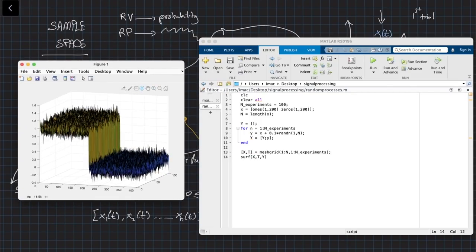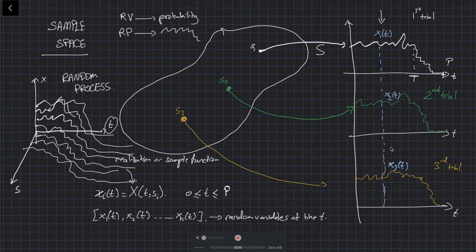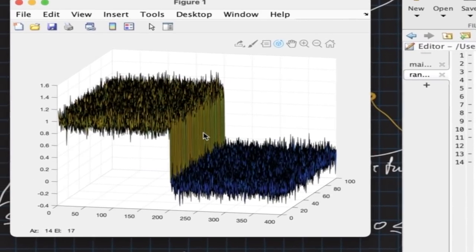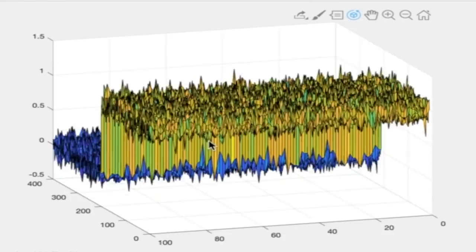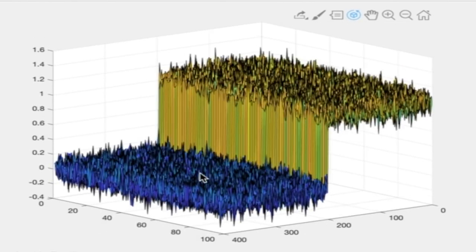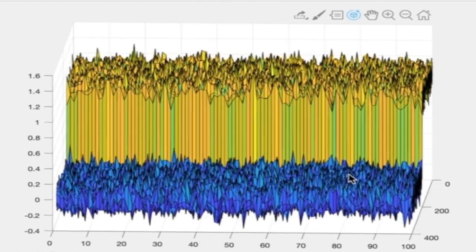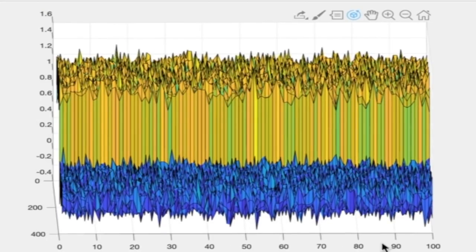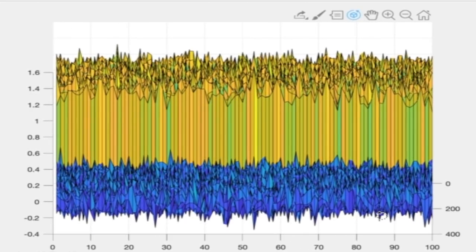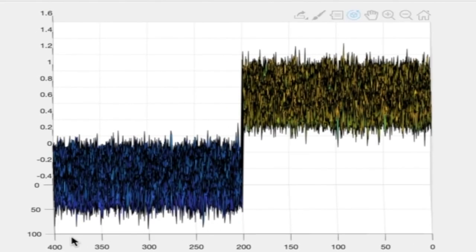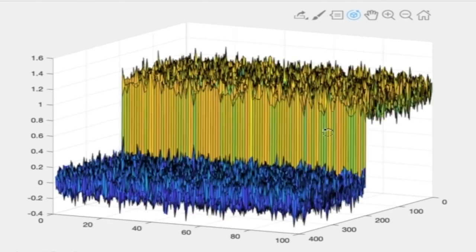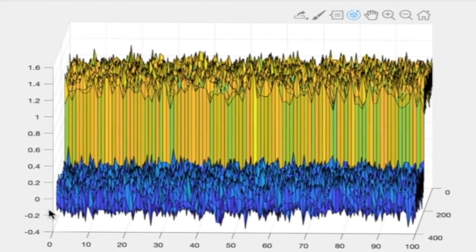So those are all the 100 experiments. So 1, 2, 3, 4, 5 till 100, and stack them all in a 3D plot as such. This is what defines your random process: this dimension right here, 1 till 100, is your experiment dimension or your sample dimension. This dimension over here from 0 till 400 is your time dimension. And last but not least, the Z dimension is the values your signal takes, right?